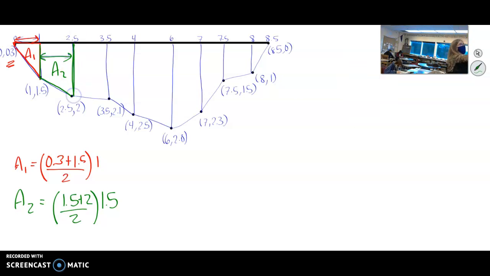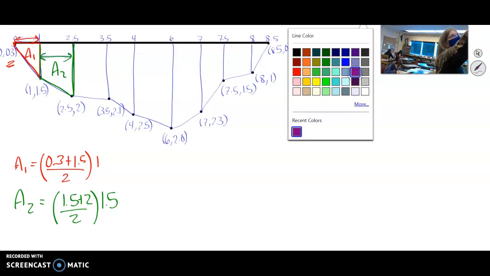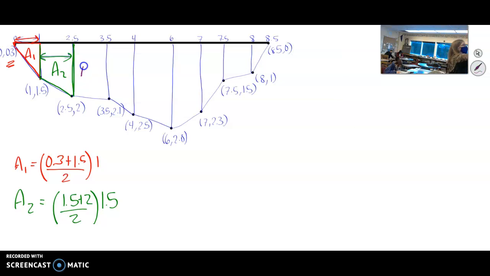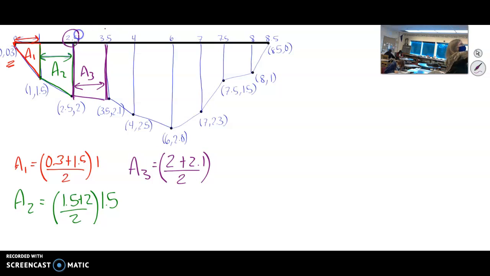The third one would be this purple. The third trapezoid here will have bases of 2, because I'm looking at the y coordinates, and 2.1. It's going in the downward direction, but because we're looking for a cross-sectional area, the total area, we're going to make all of these positive. Then we divide that by 2, and the width of this interval goes from 2.5 to 3.5, so that is a height of 1.